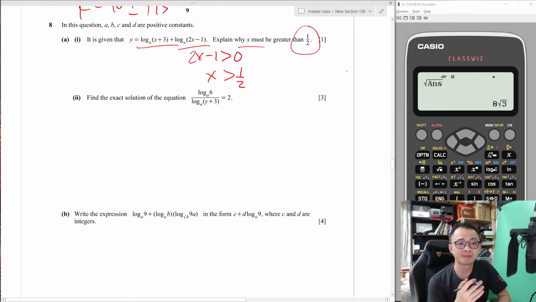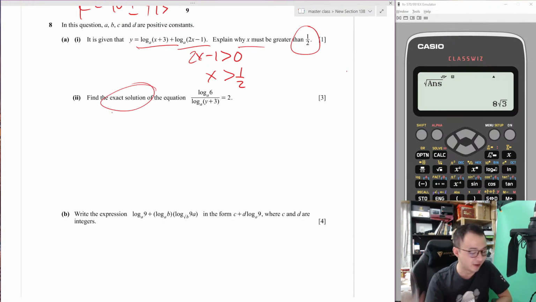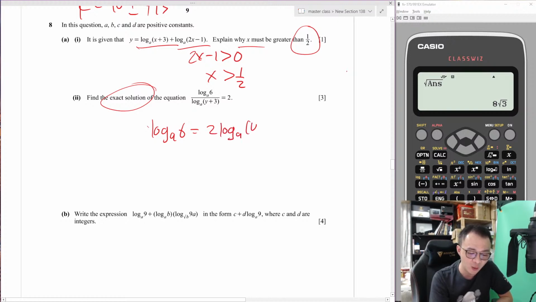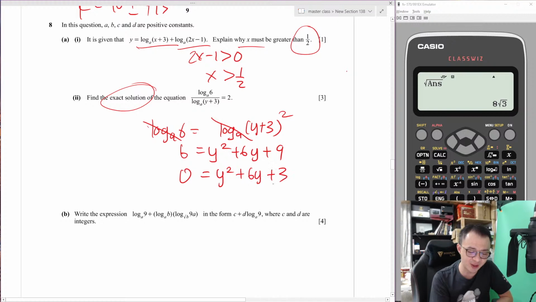Alright, so let's move on to the next one. Find the exact solution. Okay, exact, normally we need to leave the answer in fraction or in exponent or in ln. So let's solve it. Here log a 6 equals 2 log a (y plus 3). Okay, log tell me the number, I can move it up to become a power, and then I can cancel out the log a and log a. 6 equals y squared plus 6y plus 9. 0 equals y squared plus 6y plus 3.